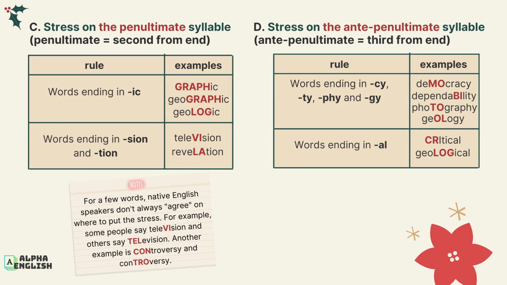Stress on the penultimate syllable. Penultimate means second from end. Words ending in -ic: graphic, geographic, geologic. Words ending in -sion and -tion: television, revelation. Note that for a few words, native English speakers don't always agree on where to put the stress. For example, some people say television and others say television. Another example is controversy and controversy.